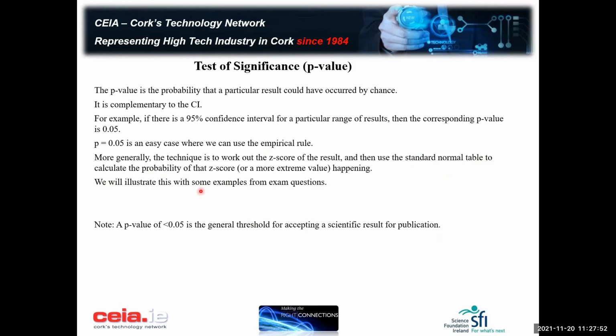This all needs to be illustrated with exam questions, which I will do now. Just as a side note, you'll see this referred to a lot in science. Scientific studies have this criterion of a p-value of 0.05 as a test of significance for publication. So it is a widely used value corresponding to a 95% confidence interval.